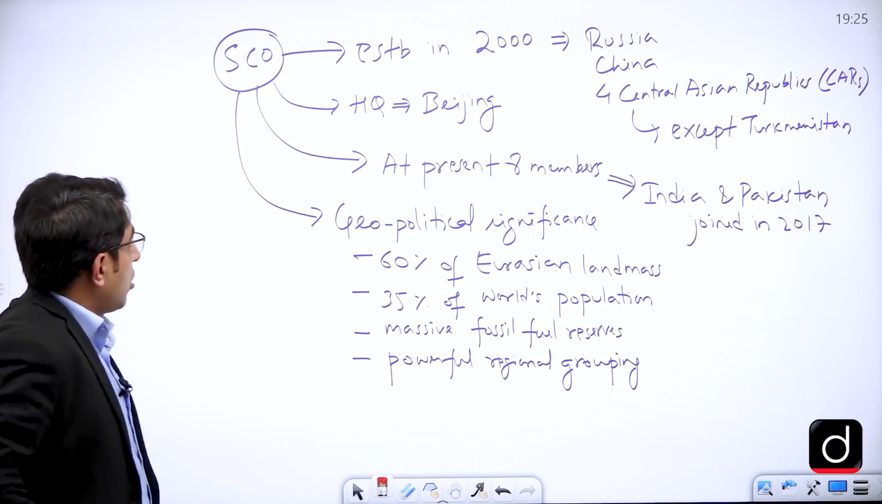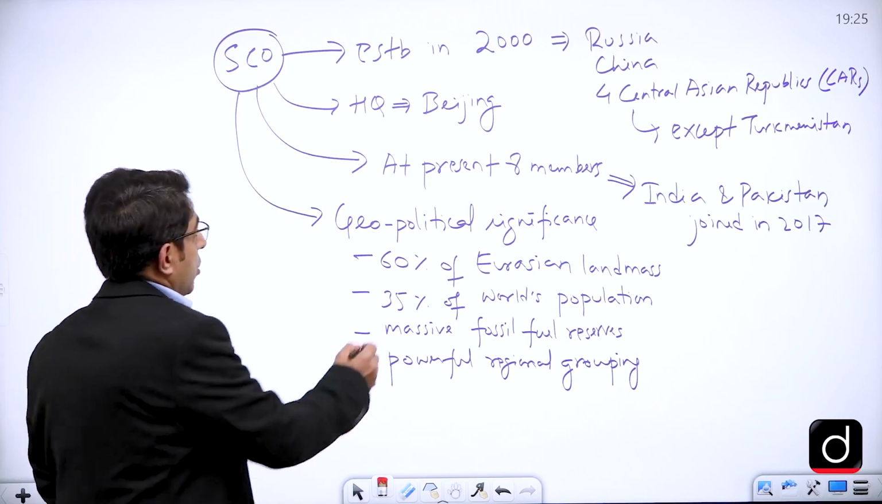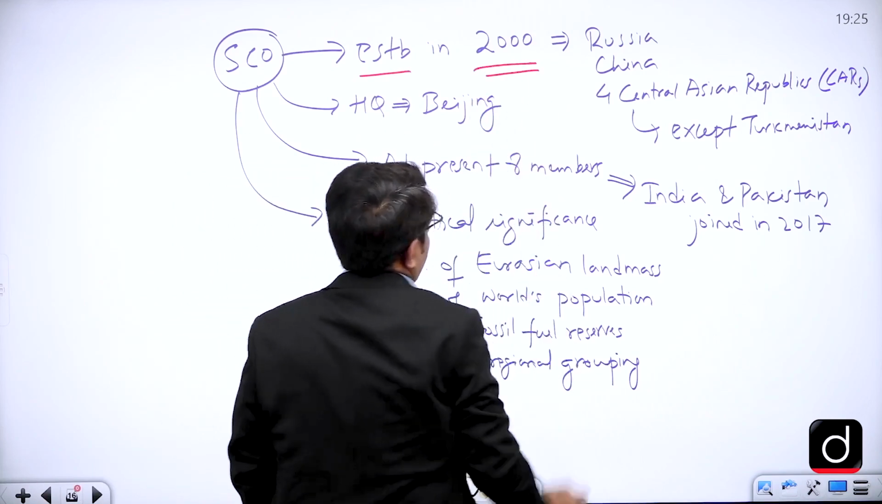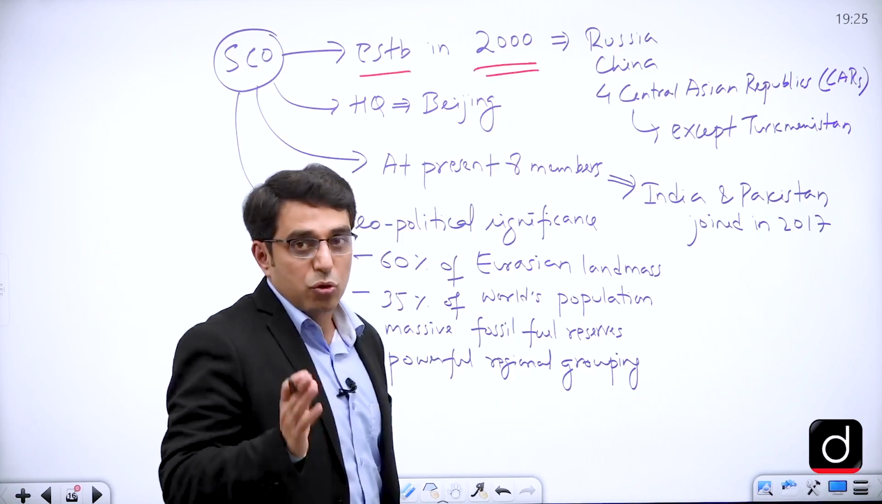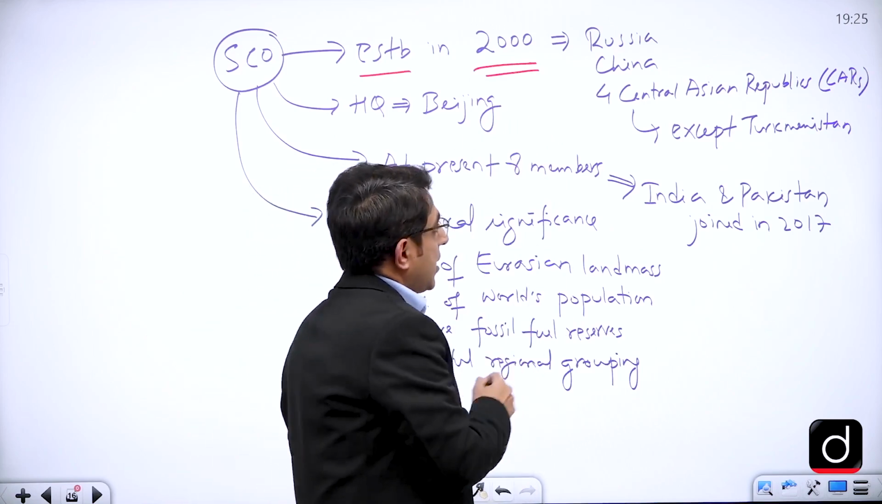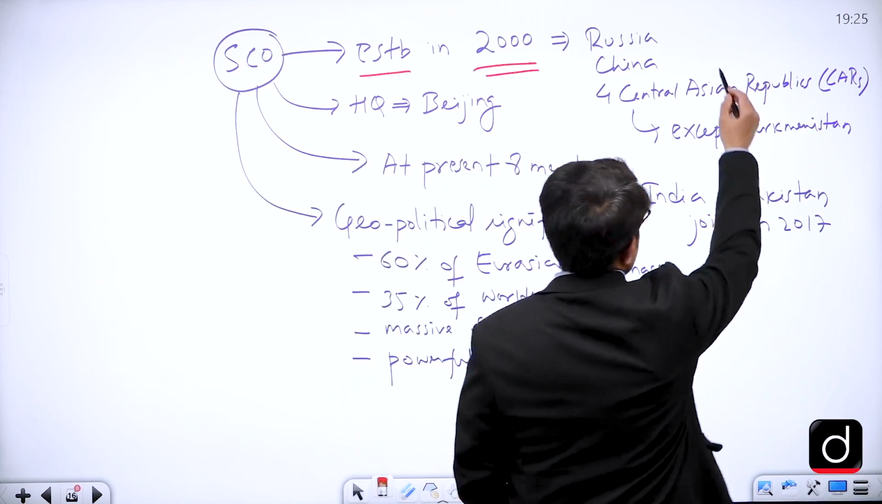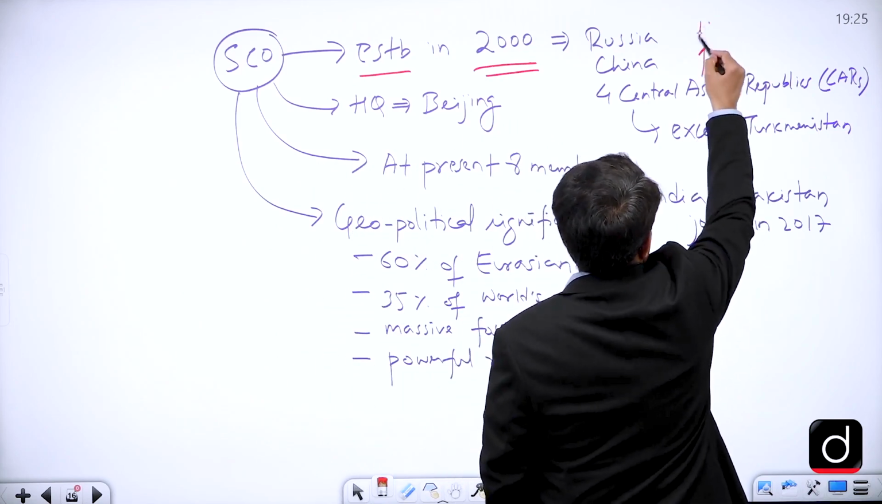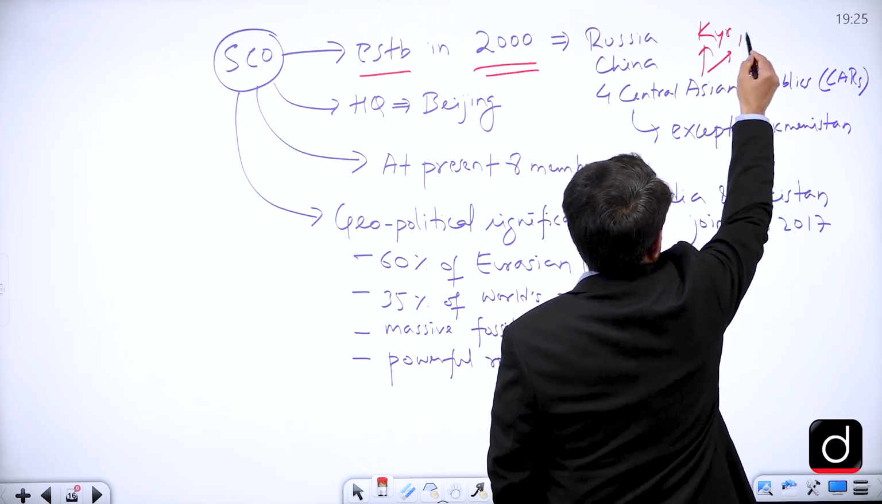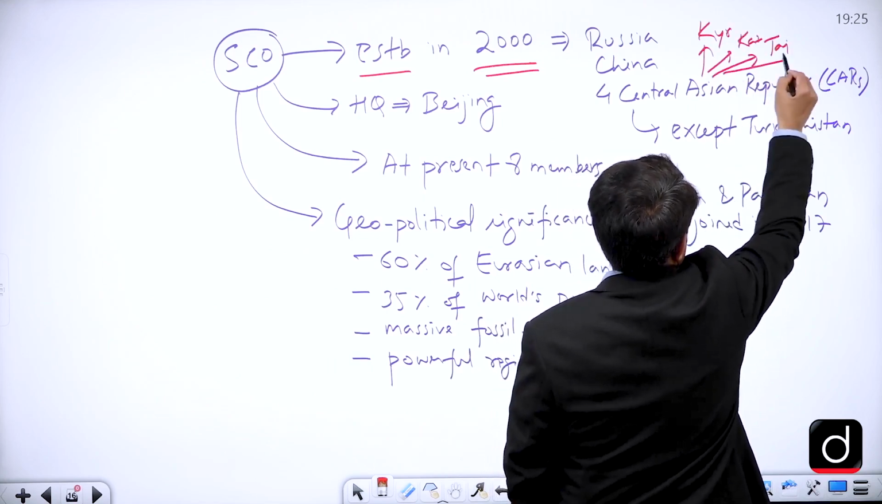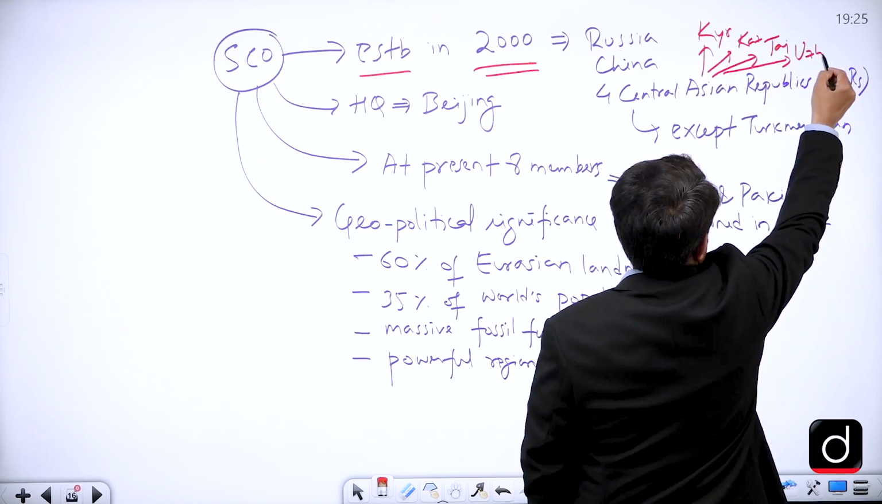Where we talk about the Shanghai Cooperation Organization, it was established in 2000, and the original members of this grouping were Russia, China and the four Central Asian republics, which include countries like Kyrgyzstan, Kazakhstan, then Tajikistan, and Uzbekistan.